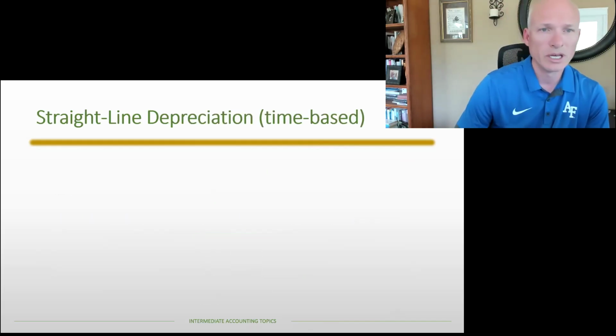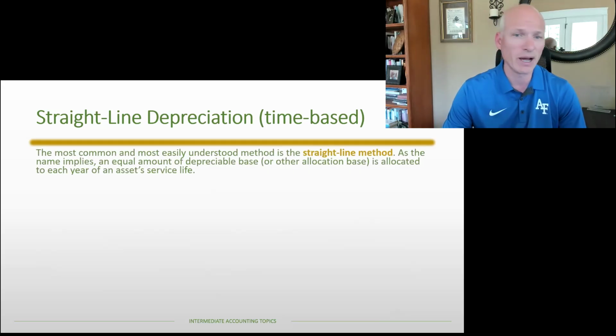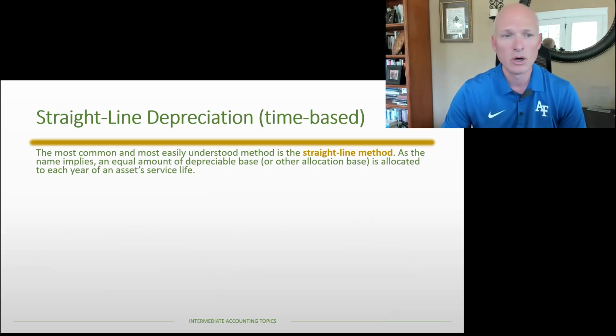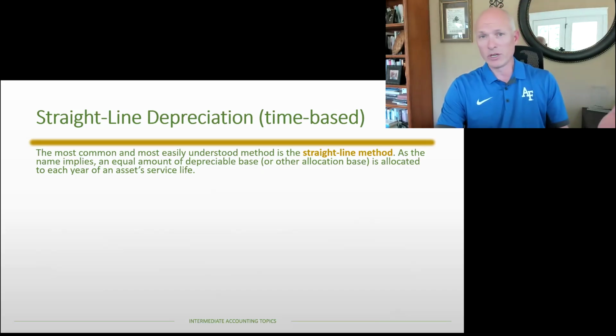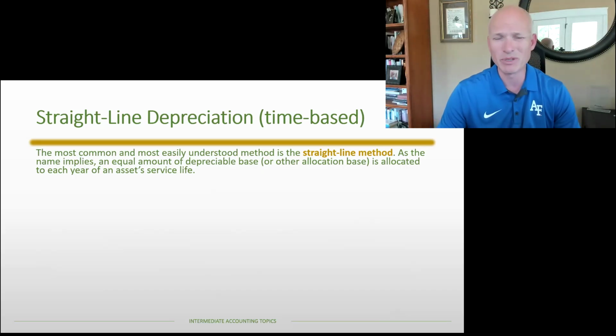The first one is one I'm guessing you're all familiar with, which is straight line depreciation. Very easy. It's by far the most common method. And so again, it's an equal distribution of the allocation over the service life of the asset measured in years. If you did depreciation every month, of course, you'd measure it in months. For this class, we're going to keep it simple and do things annually.